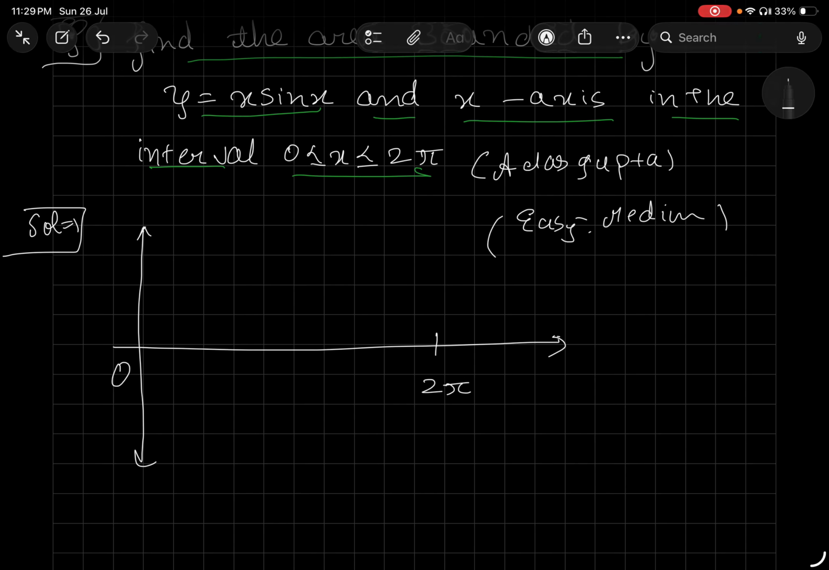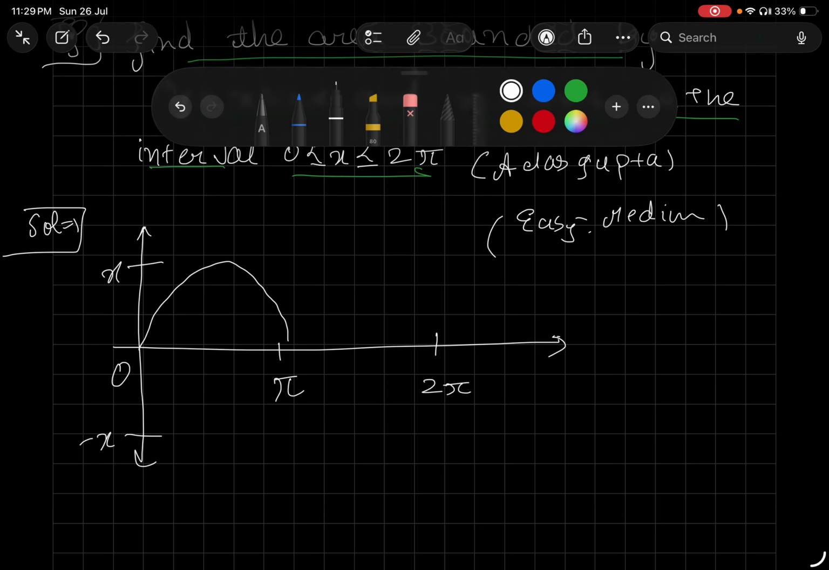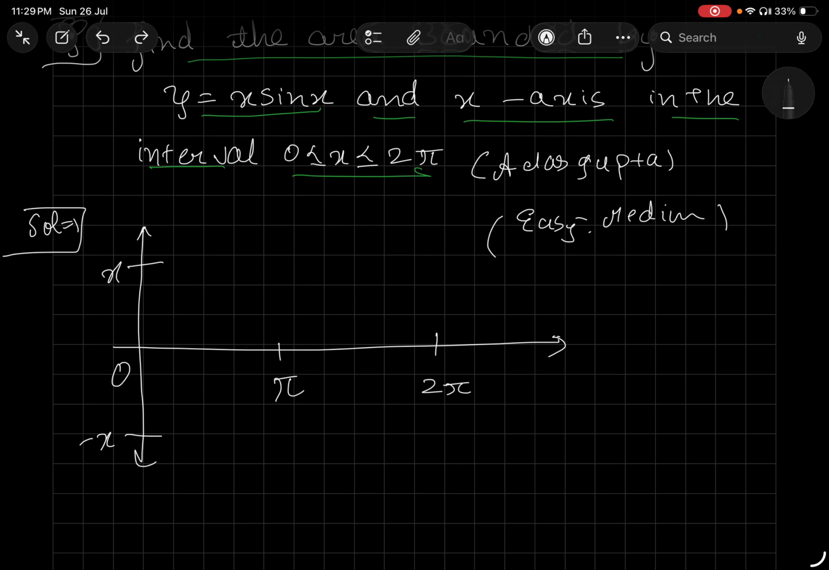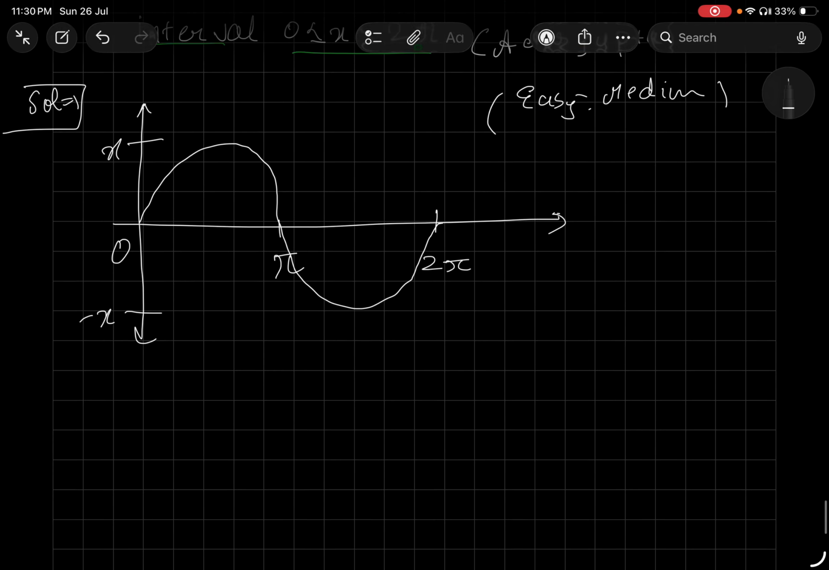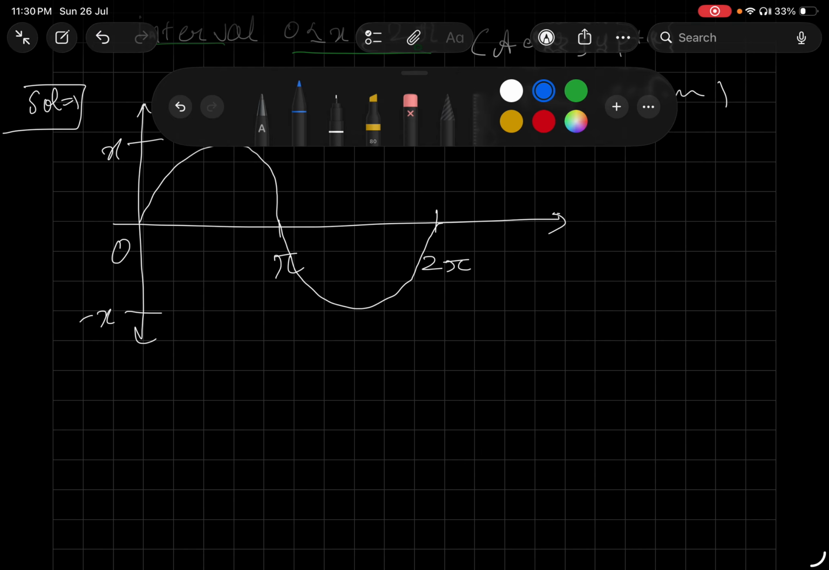This will be 0, assuming pi, minus x, and x. So sin x goes something like this. Actually, I don't have the habit of writing on this. Yeah, this is right. So we need to bound the area under this and this.